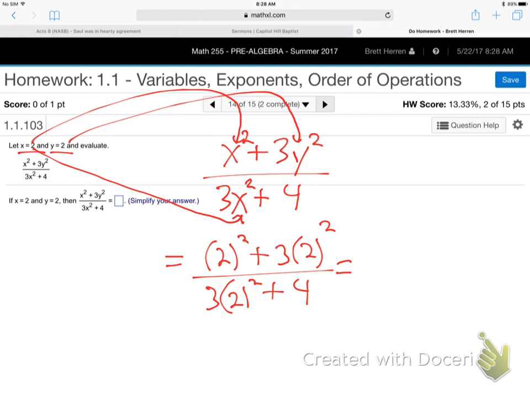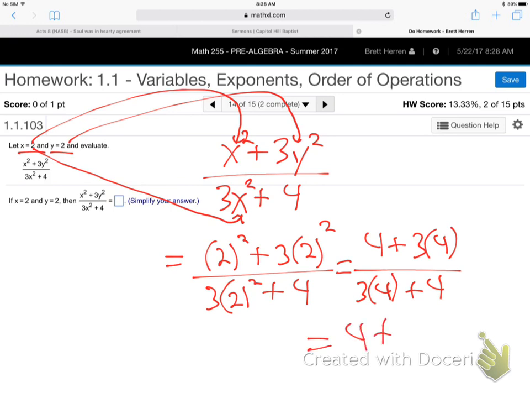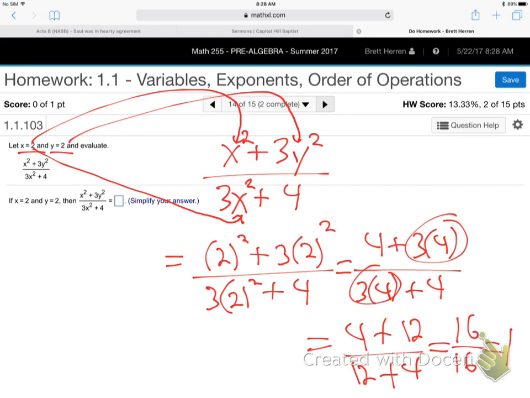So 2 squared is 4. A lot of 4s. So I did the powers, right? All those 2 squareds become 4. And now, remember, do the adding last. So 3 times 4 is 12. Oh, it's going to be 1 again? Yeah. It's a big 1. 16 over 16 becomes 1.